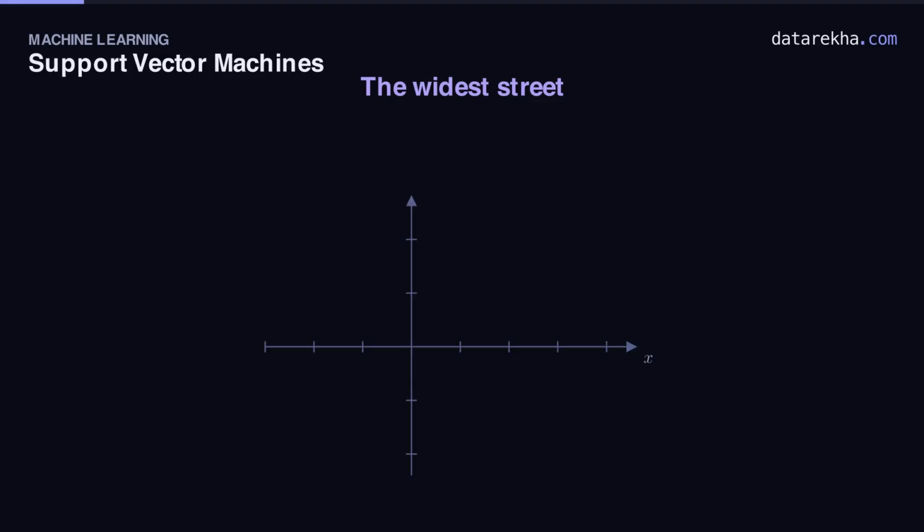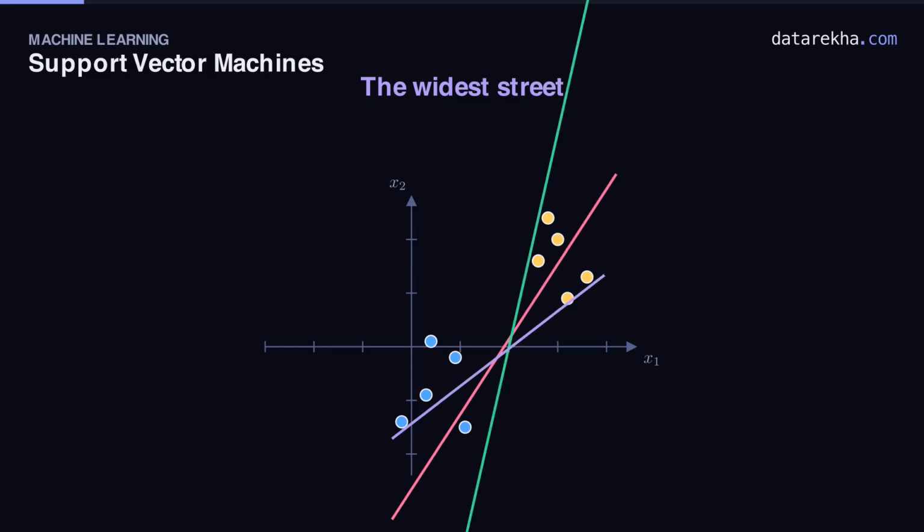Here are two classes of points, and they sit apart cleanly. Gold on one side, blue on the other. Our job is to draw a boundary between them. And here is the awkward truth. Infinitely many straight lines separate them perfectly. This one, this one, this one. Every one of them gets the training points completely right. So which line should we trust?